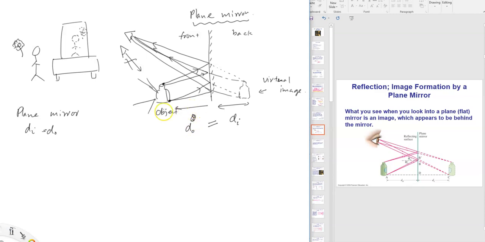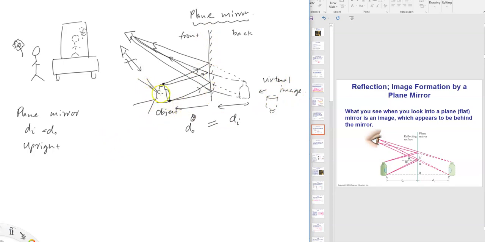So if the object is 1 meter in front of the mirror, the image will appear as if it's 1 meter behind the mirror, right? It's upright. It means you won't see an upside down bottle here. There are certain mirrors that do this kind of image, we'll learn them later. But for a plane mirror, it's upright.